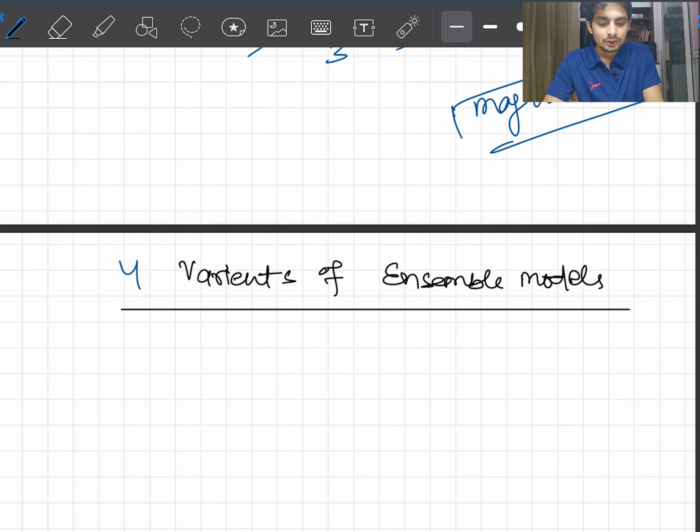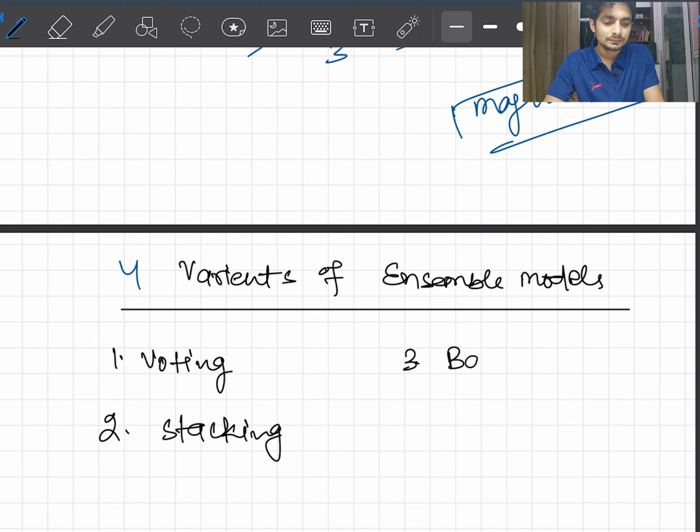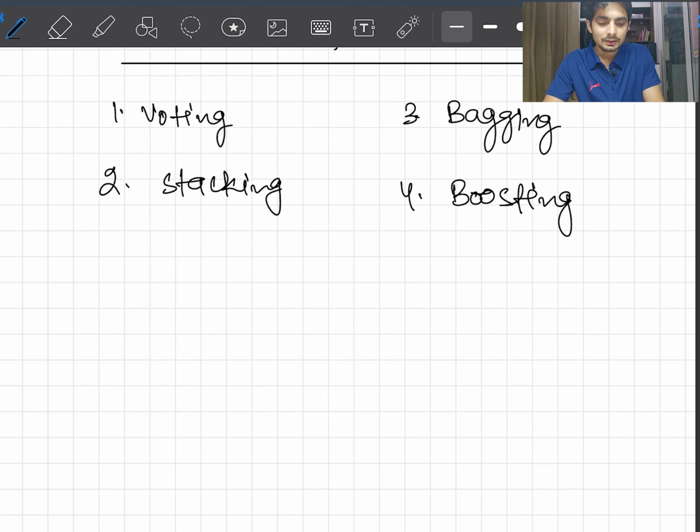Okay, first one is voting, second one is stacking, third one is bagging, fourth one is boosting. Right? Now let's understand voting. What is voting?